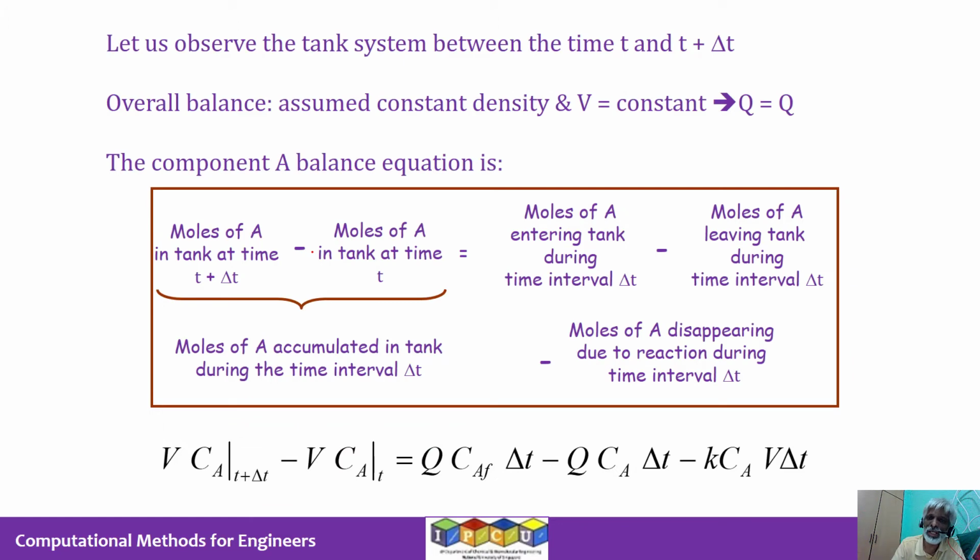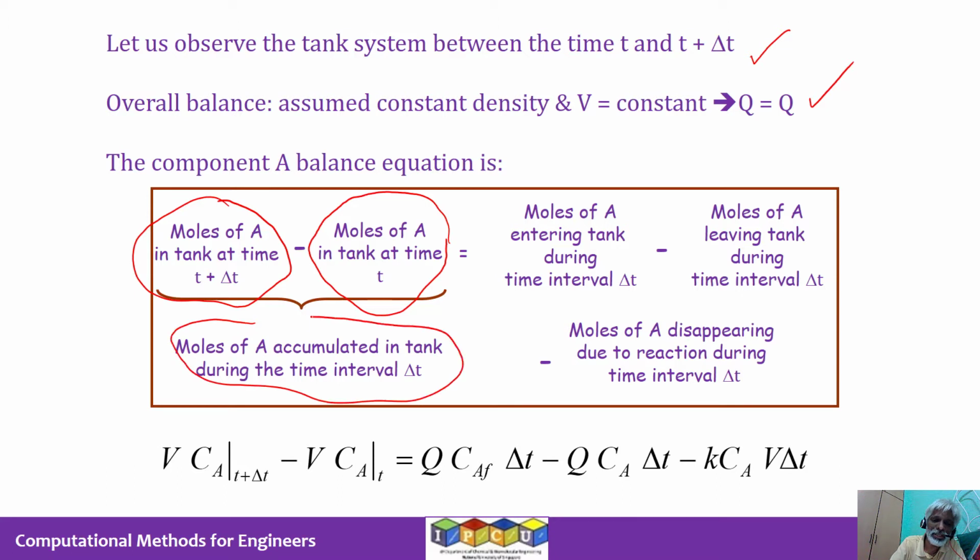So we'll observe the system again for a time period between t and t plus delta t. The overall mass balance is done, as I've already stated. When writing the balance for species A, we take inventory of the moles of A present in the system at the final time, and we also take note of the amount of A in moles at the beginning of our observation period. The difference between the two gives us the moles of A that have accumulated in the tank during the time interval delta t. So during the period of observation, the system has accumulated so many moles of A.